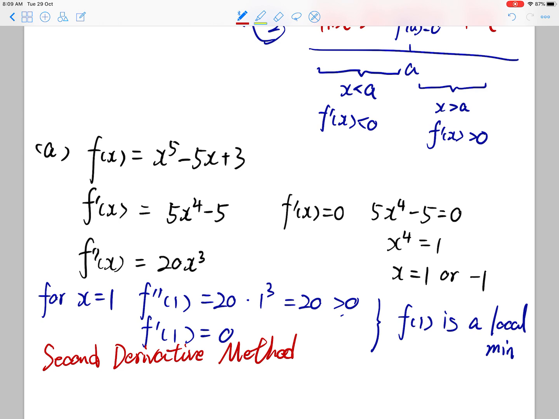So the question asks you to use both first and second. So here I use the second derivative test for question A. I will use the first derivative test for question B. Okay. So for question A, I will just use the second derivative method.